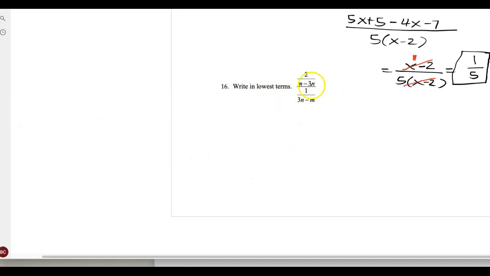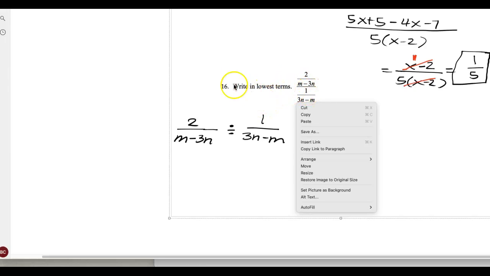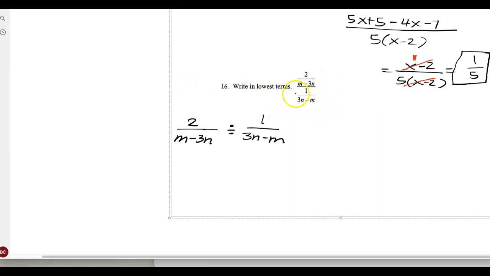Okay, so when you're doing something like this, it is a division problem. And I know it looks really weird, but if it helps you, write it out as 2 over m minus 3n, divided by 1 over 3n minus m. You can write it like this if you want to, but there's another way that was talked about in the videos, where you leave it as this complex fraction, right?